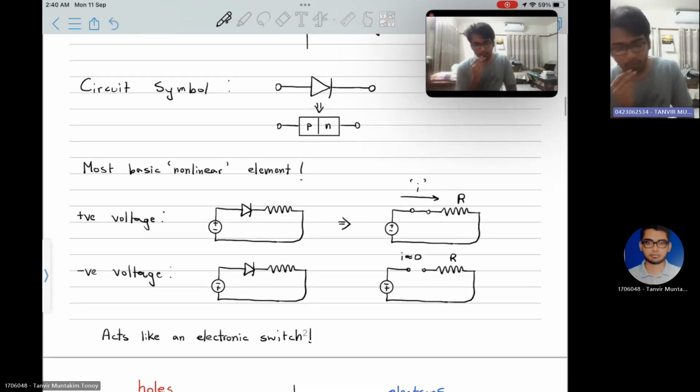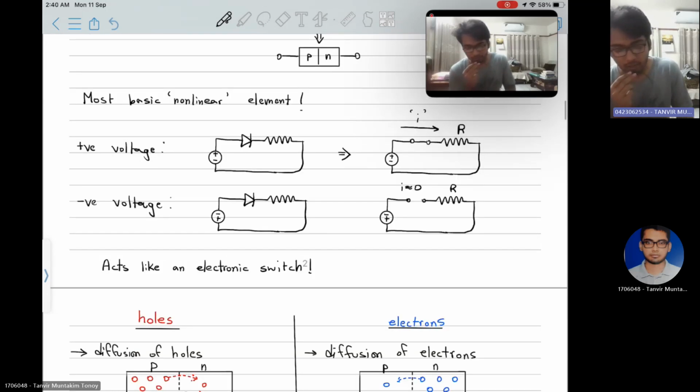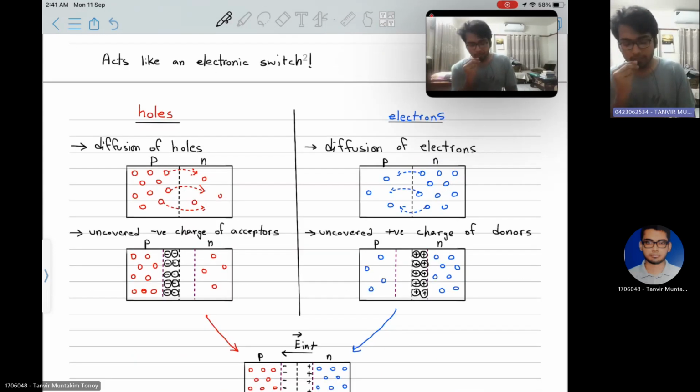And as we can see, what the diode essentially does is when a positive voltage is given to it, it creates a shorted state where current is easily able to flow through the circuit. And when a negative voltage is applied to the diode, it creates an open state where current can barely flow through the circuit, and it creates a cutoff condition. So it acts like an electronic switch. Let's take a more in-depth look at the diode and what actually happens inside it.